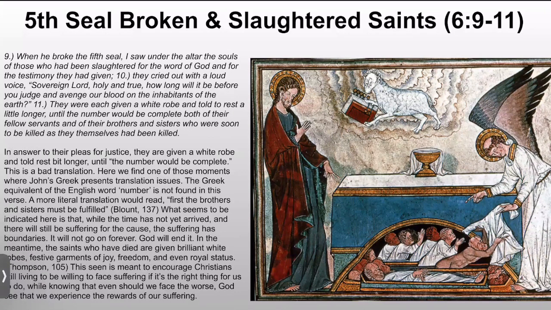In answer to their pleas for justice, they are given a white robe and told to rest a bit longer until the number would be complete. Now, that's a bad translation. I feel comfortable even saying bad translation after what I have read today, because there seems to be a consistency amongst Greek-speaking commentators that this is another one of those sentences in John's Greek in the book of Revelation. You may remember at the beginning, I said John used a very unique and idiosyncratic Greek. Here is a moment where that comes out, because the word number is not found in the Greek in this verse. A more literal translation may read, first the brothers and sisters must be fulfilled.